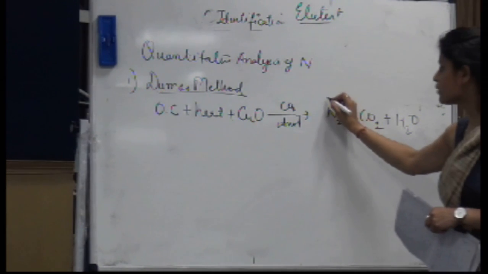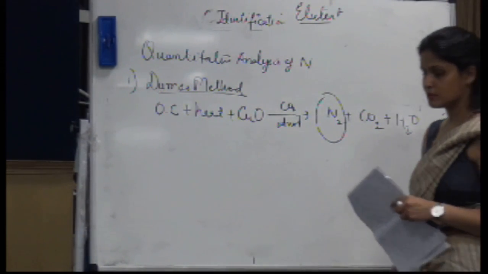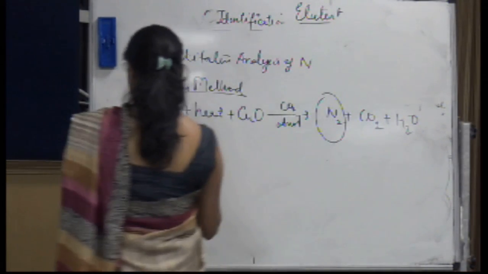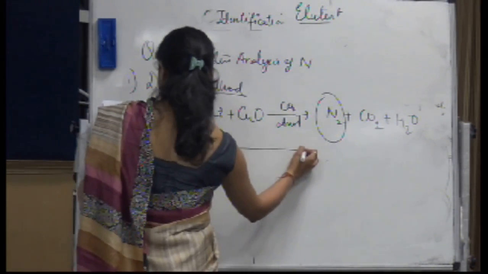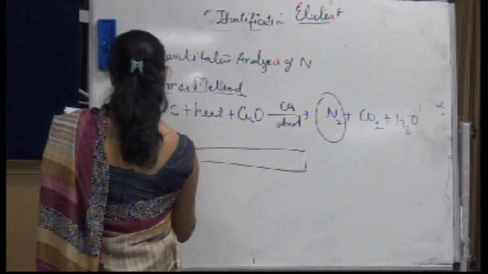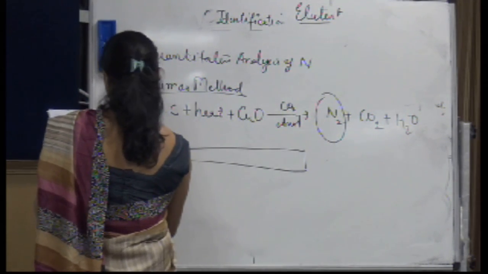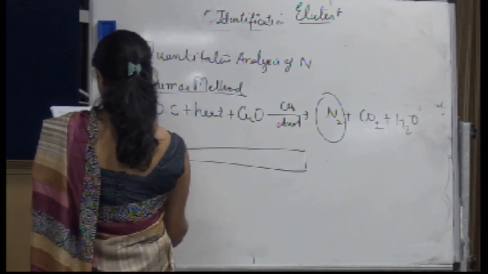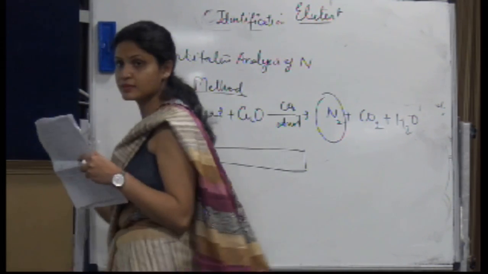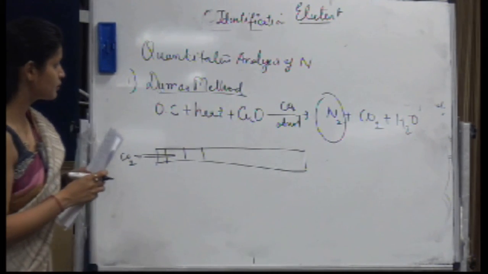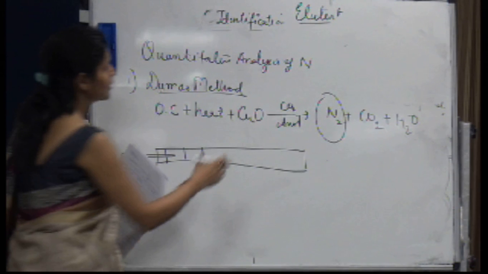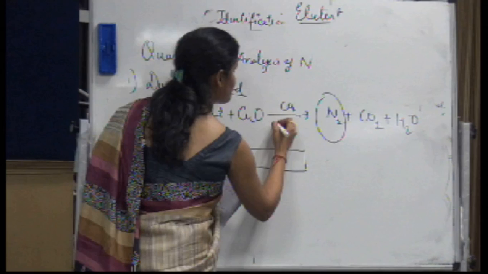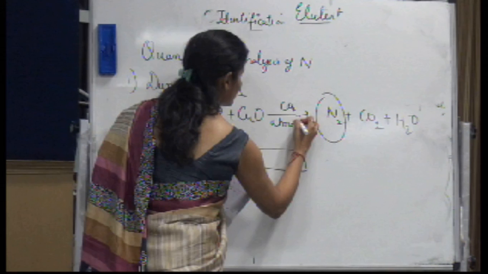So how do I quantify this nitrogen? Draw the experimental setup for the Dumas method. We are providing CO2. You are providing a carbon dioxide atmosphere to it.